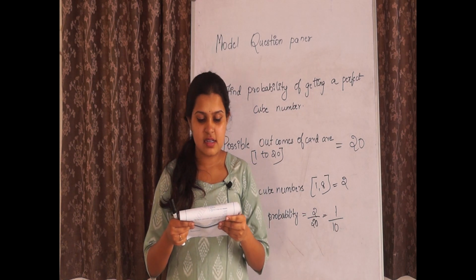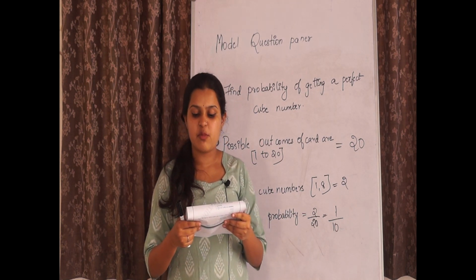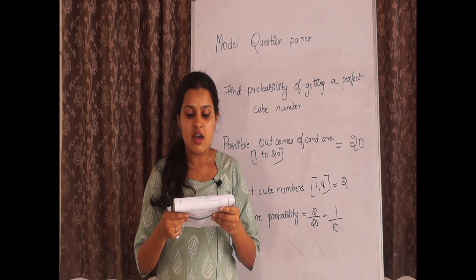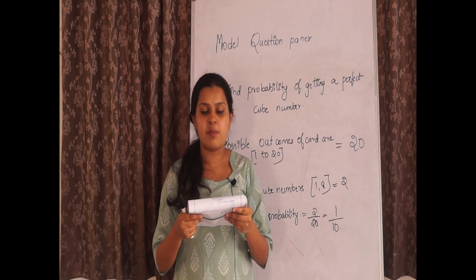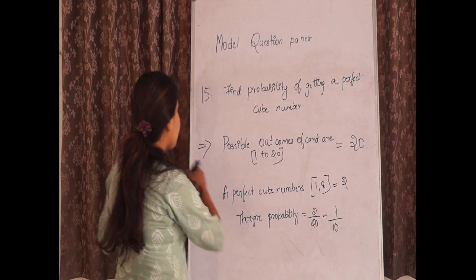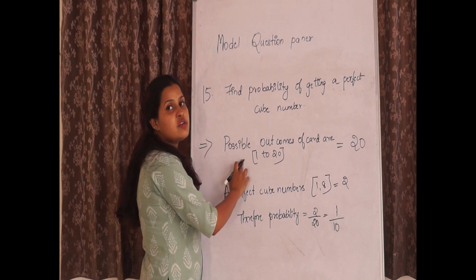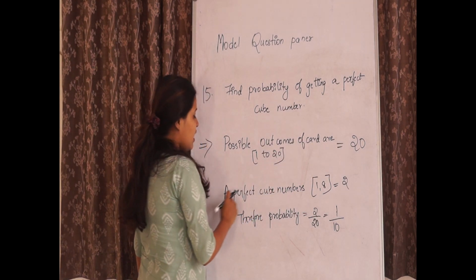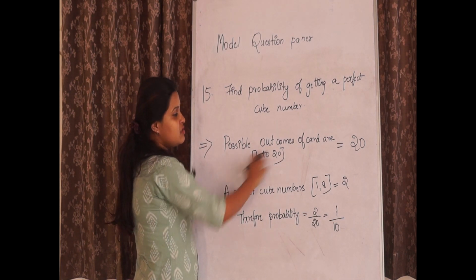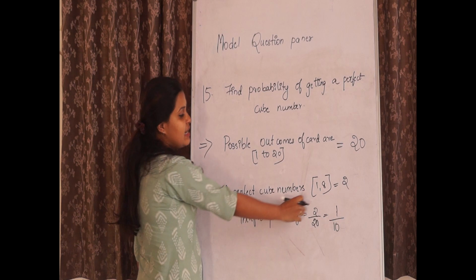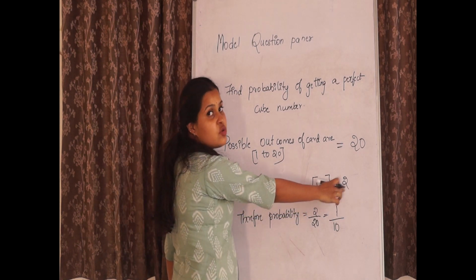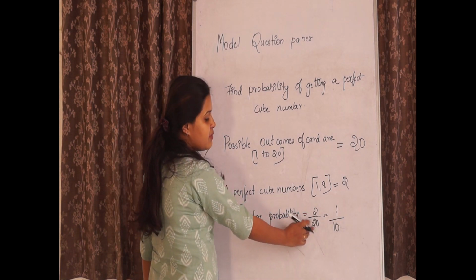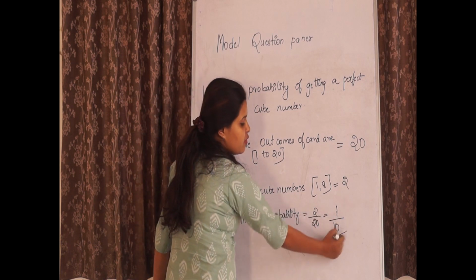A box contains 20 cards which are numbered from 1 to 20. If one card is drawn at random from the box, then find the probability of getting a perfect cube number. So the possible outcomes of a card from 1 to 20 are 20. Let's find the perfect cube numbers between 1 and 20, that are 1 and 8, which is 2. Therefore, the probability of getting a perfect cube number will be 2 by 20, which is 1 by 10.